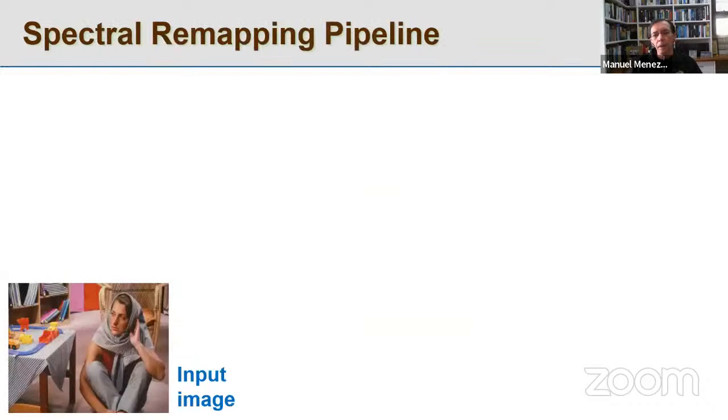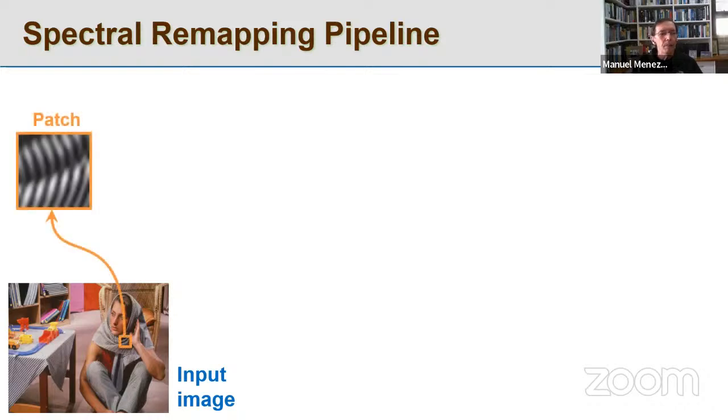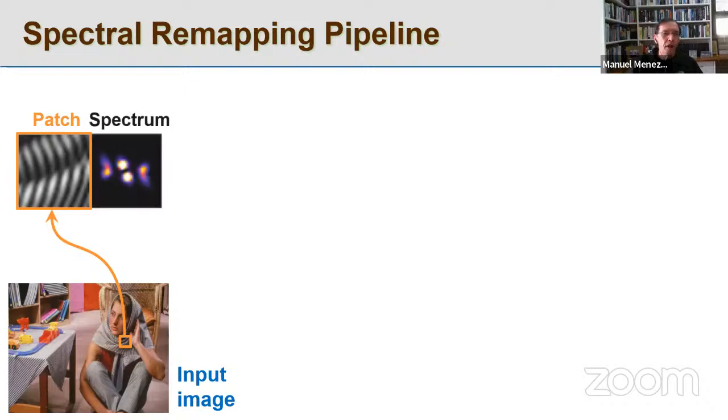Okay, so here's an overview of the pipeline. Starting with an input image, we'll split it into several patches. Those are overlapping patches, and each patch is handled completely independently from each other. In each of those patches, we'll be interested in identifying their spectrum content, and we'll be primarily interested in waves with very high energy content.